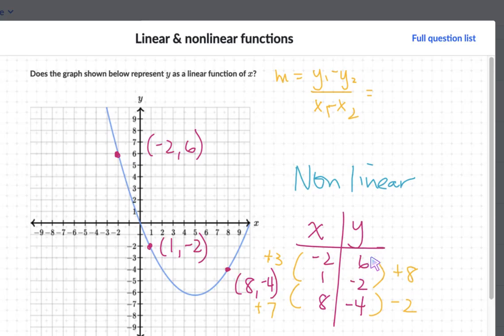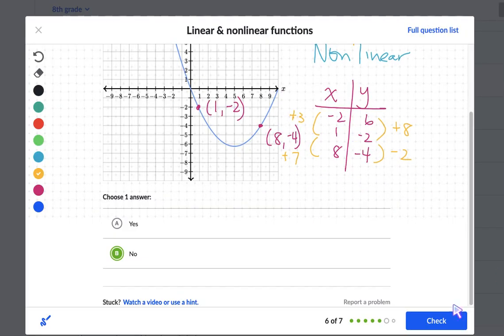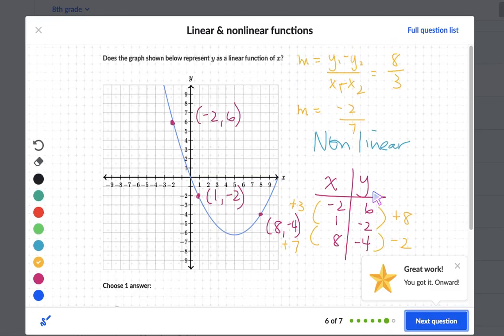Okay, so then if I were to calculate the slope, it would be 8 over 3 for one of them. And the other slope would be -2 over 7. Those two are not equal. So further proof that it is nonlinear. So what this slope is showing me is that first it's positive, 8 over 3, and then it's negative. So it's literally decreasing and then increasing. So it's not constant.